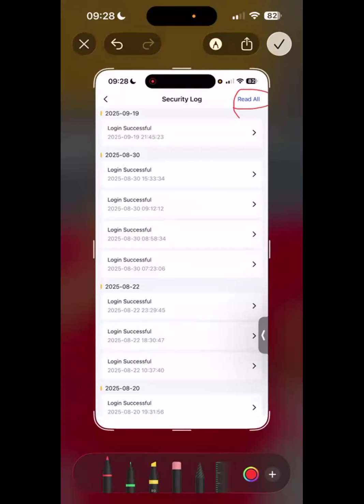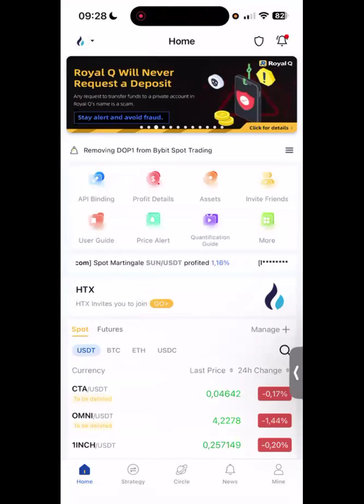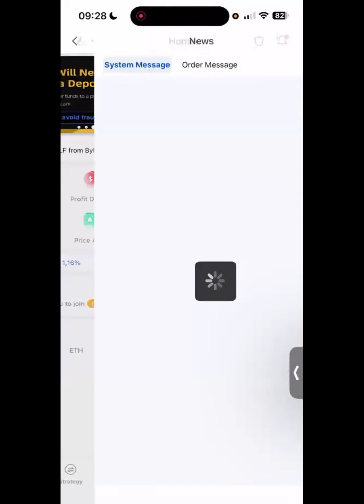Now, another interesting thing under the security log is anytime you log in from a different IP address, you are alerted that the IP address has been changed. So if it's not you, you are going to do the needful. All right. So let us move from the security log and switch to the notification bell.